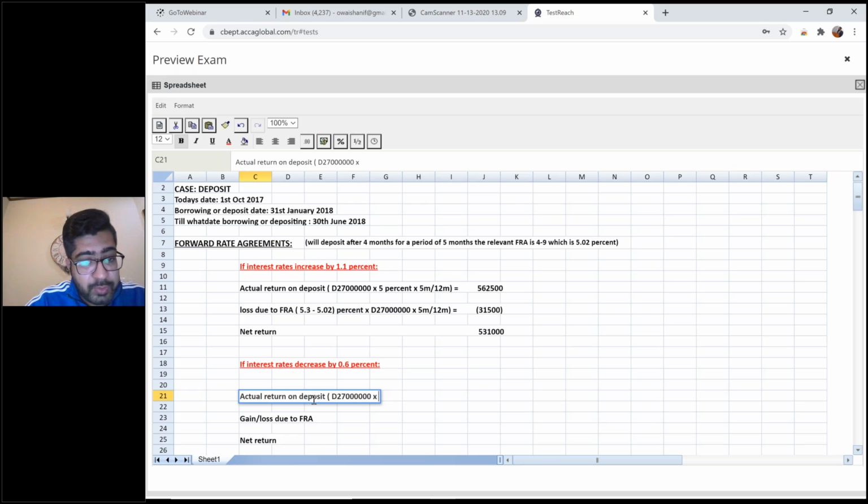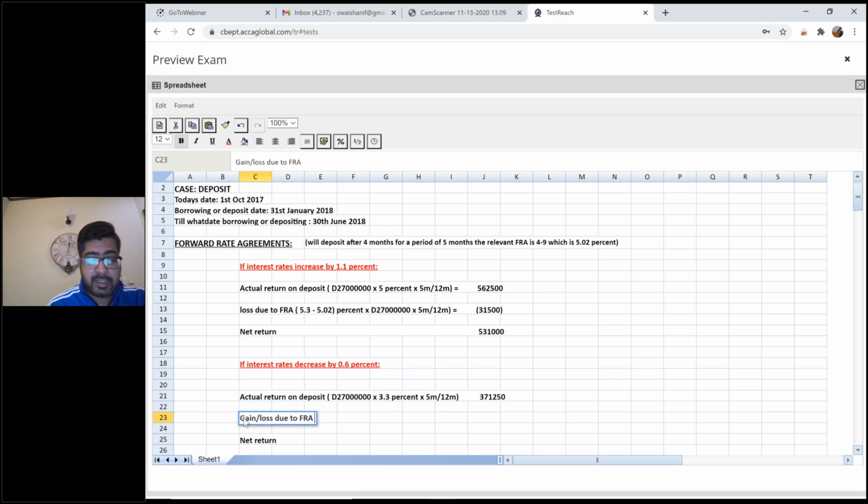But you won't get the return on 3.6, because you can invest these funds at 30 basis points less, 3.3%. So the rates fell by 0.6, became 3.6, and you can invest at 0.3 further less, at 3.3%, into time period. For how long are you investing? 5 months, over 12 months. This makes it 371,250 dinars. Then comes the gain or loss due to FRA.